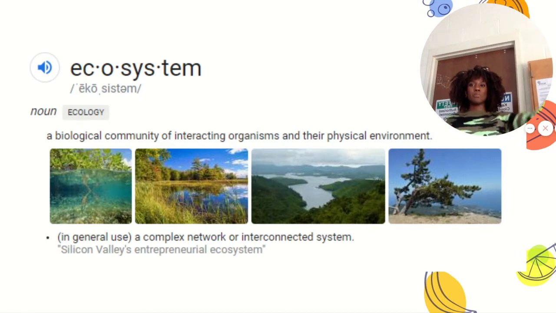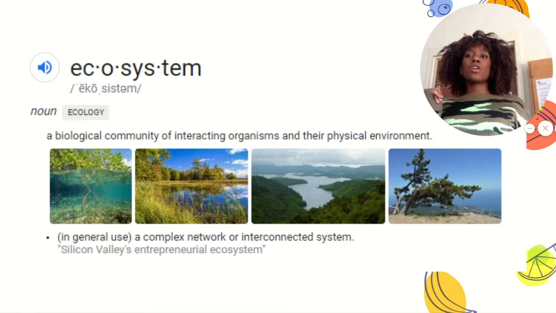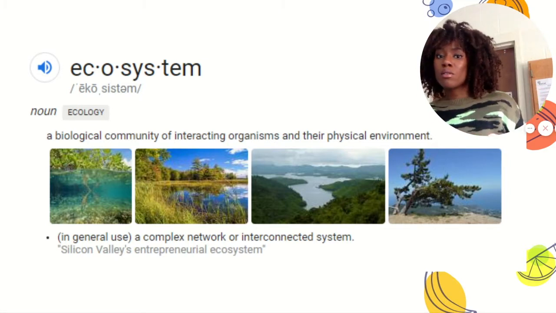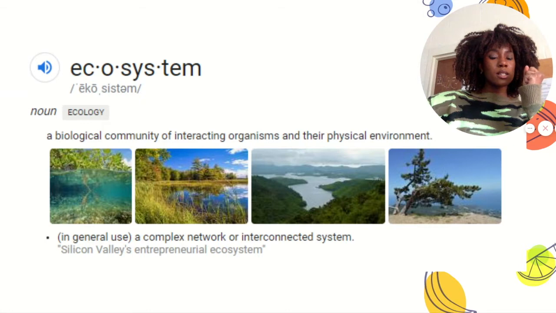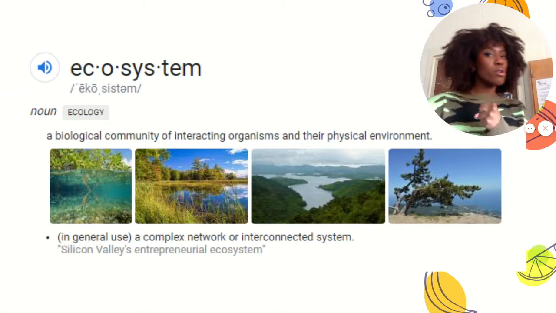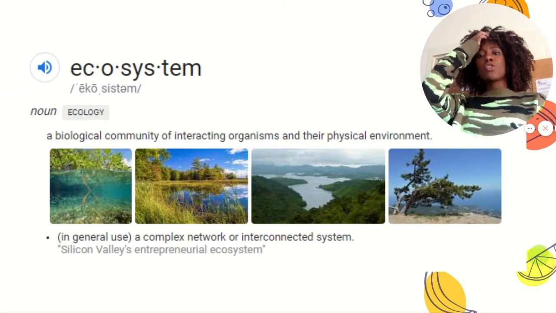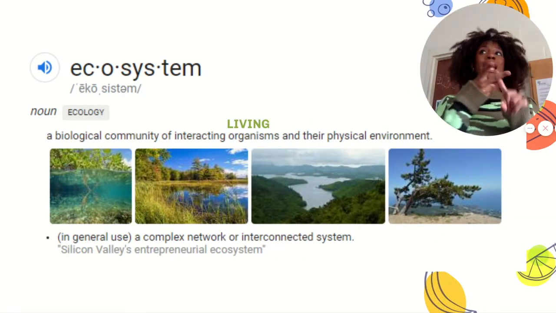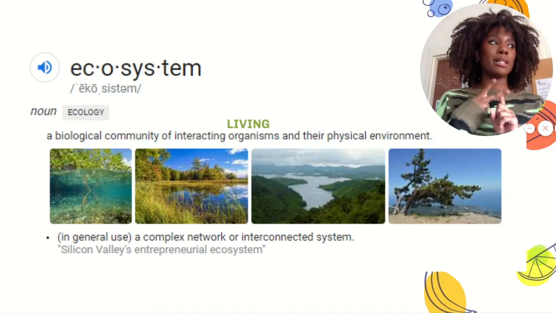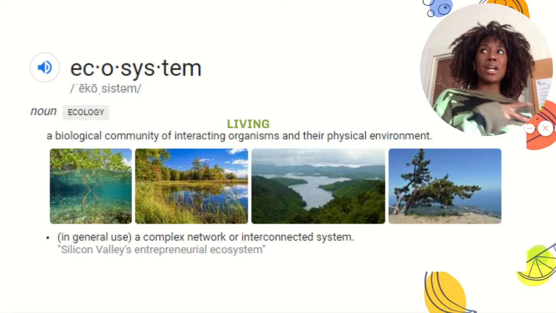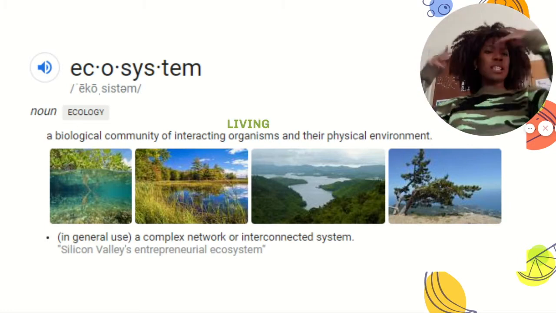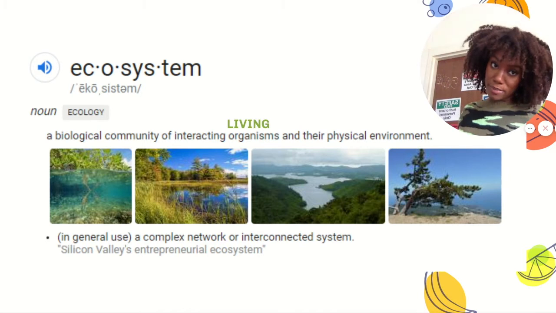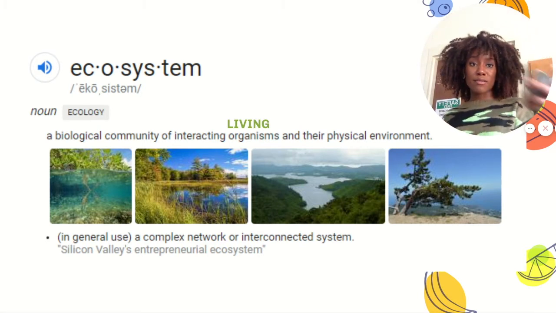So an ecosystem is a biological community of interacting organisms and their physical environment. Interacting organisms is going to be the living things. So trees, plants. Well, a tree is a plant, but trees and other plants. Spiders, humans, dogs, all of that. Those are living organisms. Their physical environment is going to be things like rocks, right?